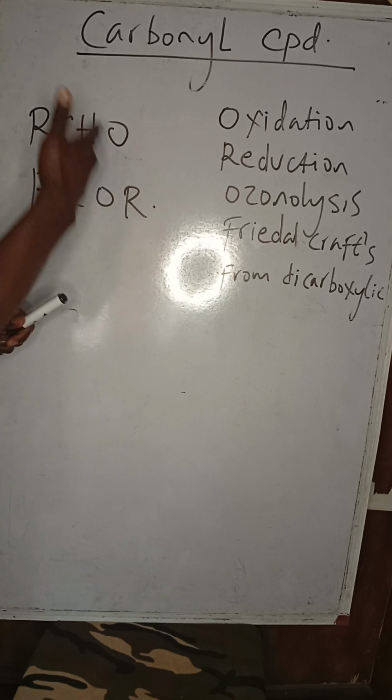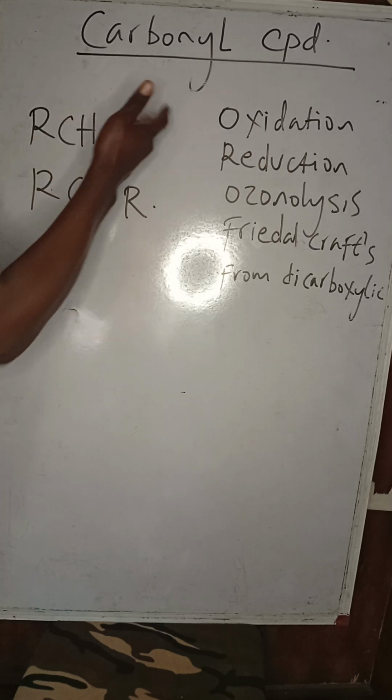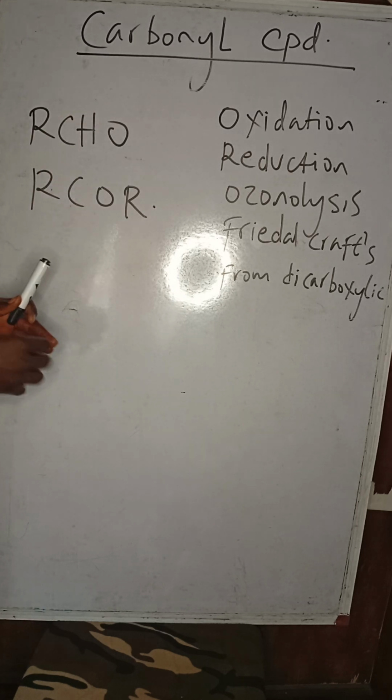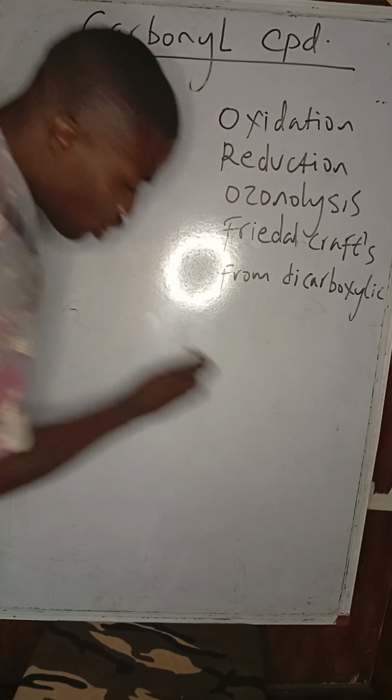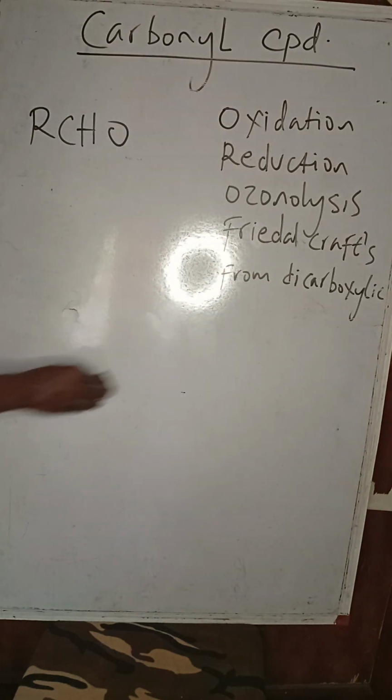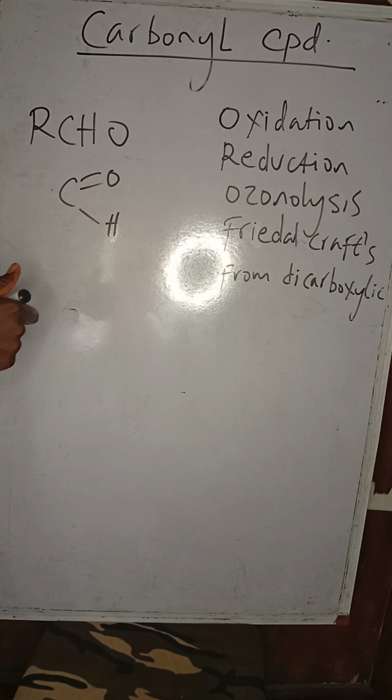So now, alkanals or aldehydes, as we know them to be, have several nomenclature. So we're going to quickly learn how to name these compounds. If these are aldehydes, they have this functional group. This functional group is C double bond O, H. Yeah, that is the functional group.